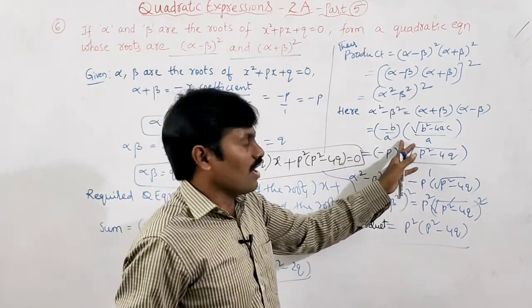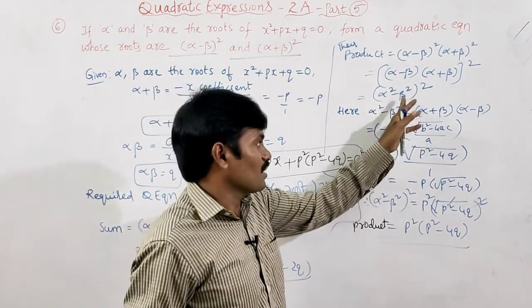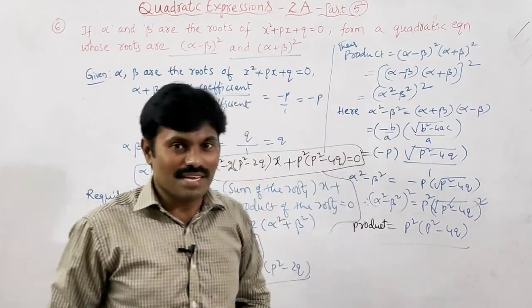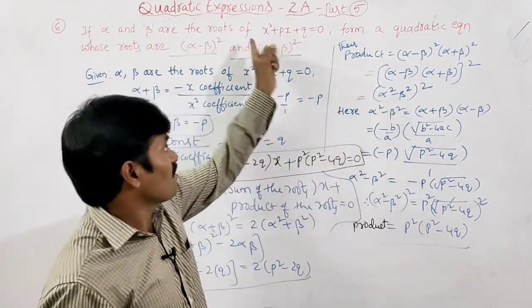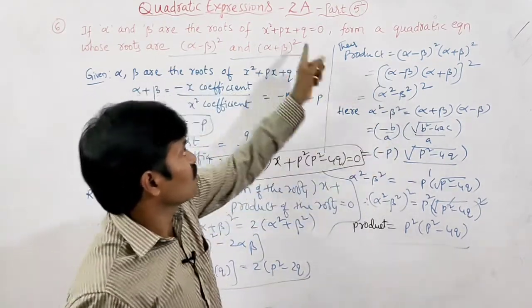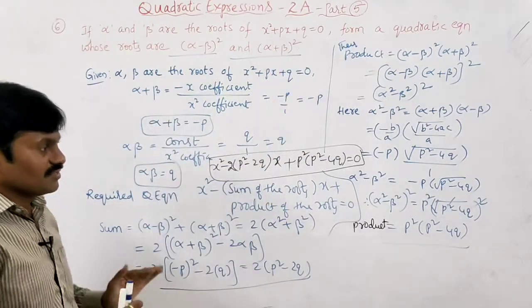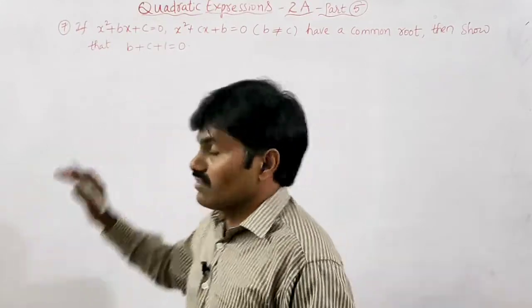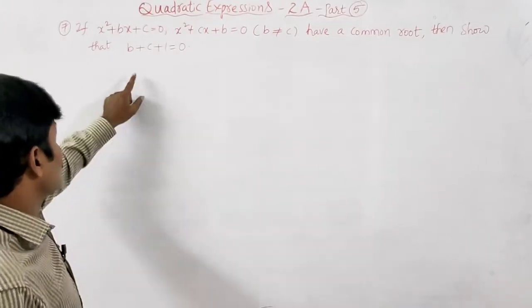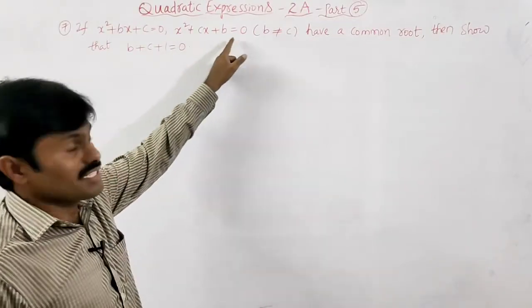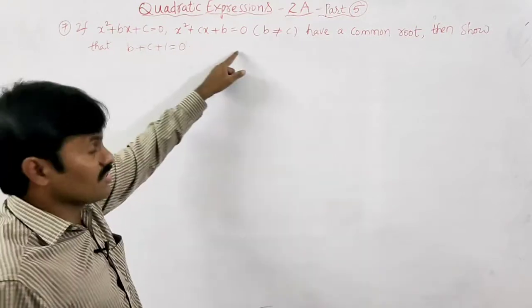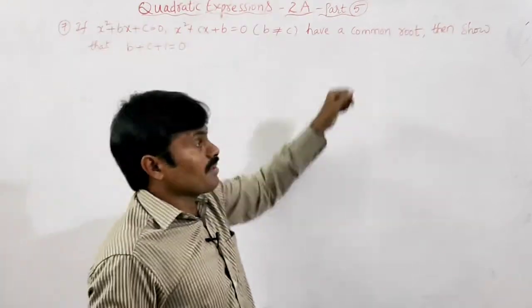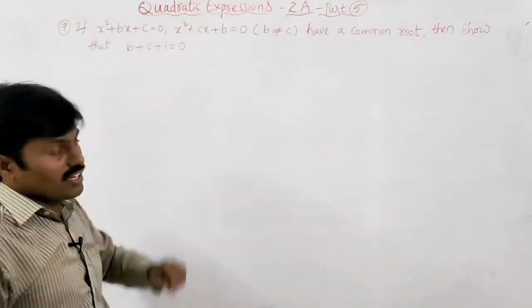Here, this is the formula to find out the value of alpha square minus beta square for ax square plus bx plus c. But here a is 1, b is p, c is q. Okay, clear? So it is most important for 2 marks questions. Now let us discuss question number 7, that is: if x square plus bx plus c is equal to 0 and x square plus ax plus b is equal to 0, where b is not equal to c, have a common root, then show that b plus c plus 1 is equal to 0.